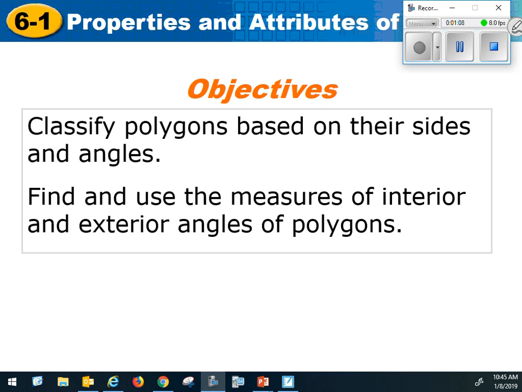So real quick, what is a 3-sided shape called? Triangle. 4 sides, quadrilateral. 5 sides, pentagon. 6 sides, hexagon. 7 sides, not septagon, heptagon. 8 sides, octagon. 9 sides, nonagon. 10 sides, decagon. 11 sides, we're going to call it an 11-gon.